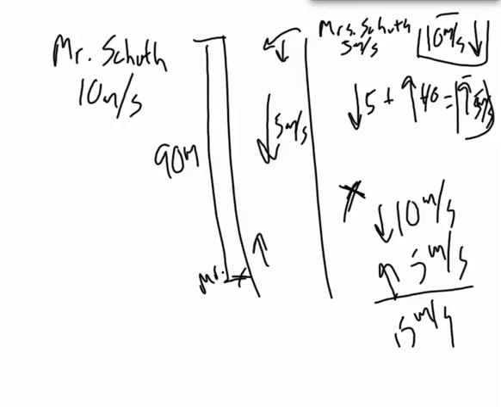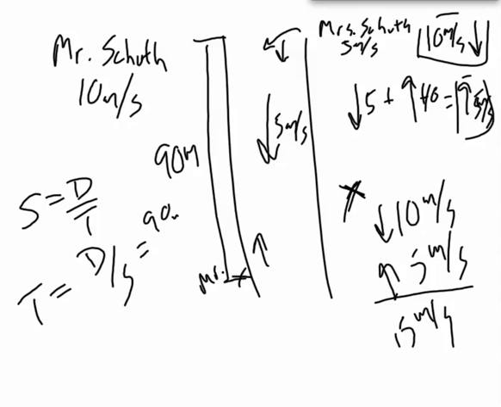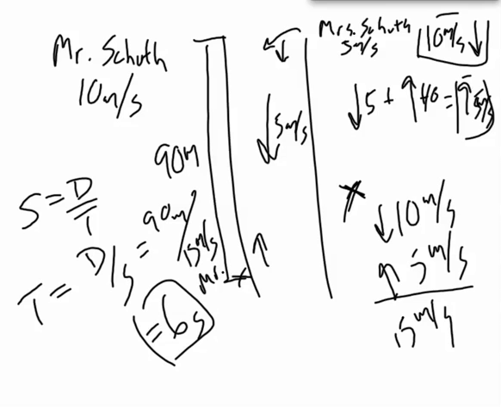And so the question was, here's that formula again, S equals D over T. We're asking about time, so that's D over S, right? So distance is 90 meters, the speed is 15 meters per second that we're getting closer. So 90 divided by 15 is 6. 6 what? Seconds. It'll take us 6 seconds to meet. Questions on this stuff?